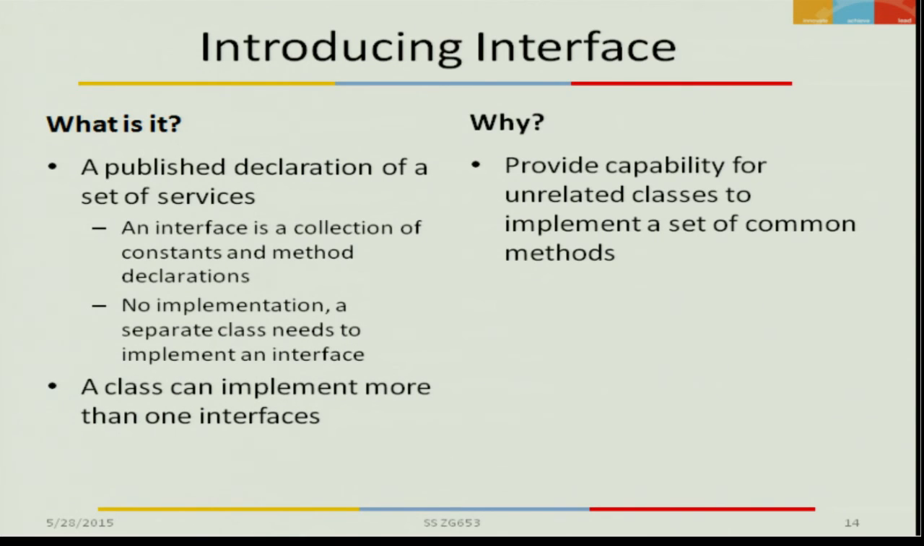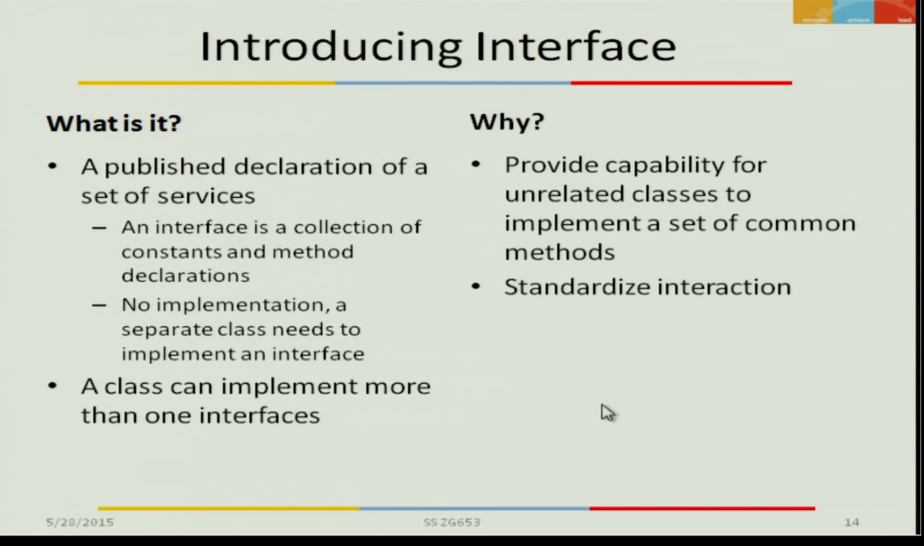specifically in GUI programming, where a particular class can act as, let us say, an event listener by implementing the event listener interface. But that class is really not just an event listener. It can do many other things, but it can also act as an event listener. So this is what is meant by an unrelated class implementing a set of common methods.